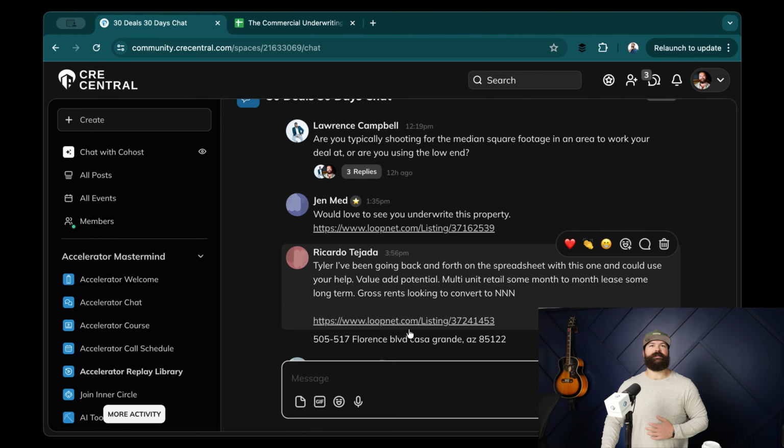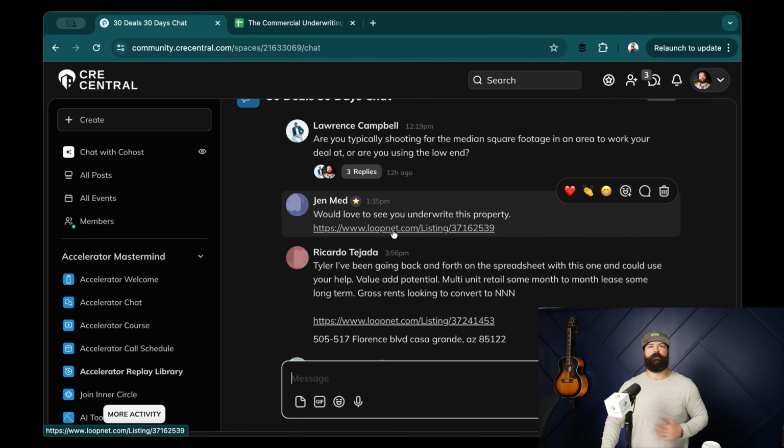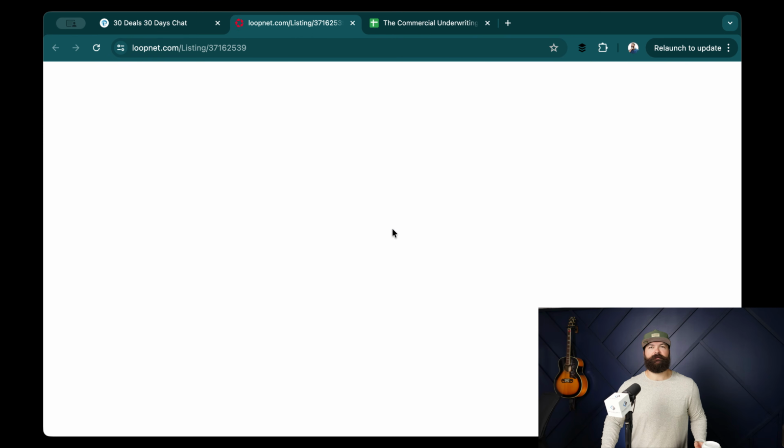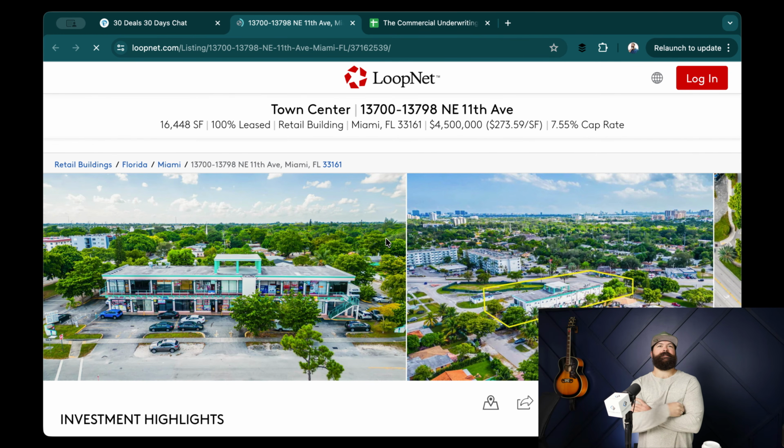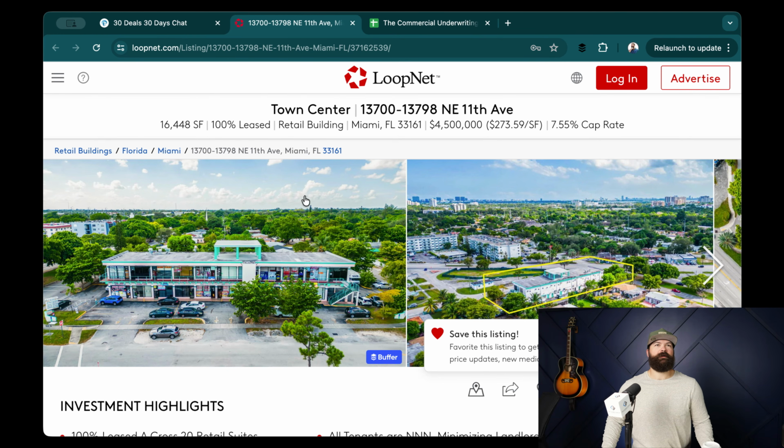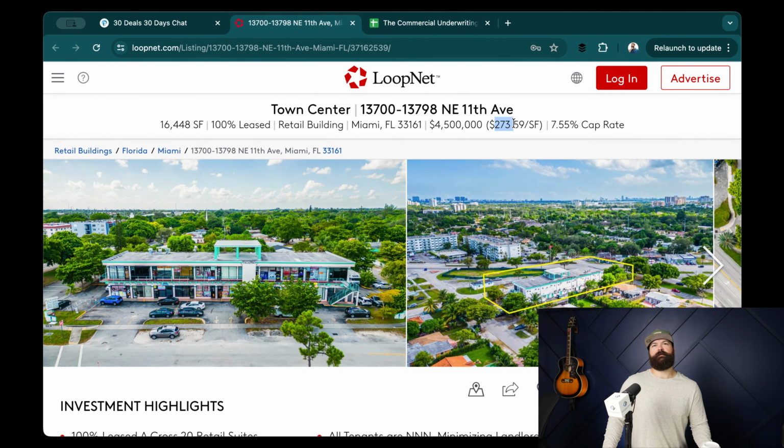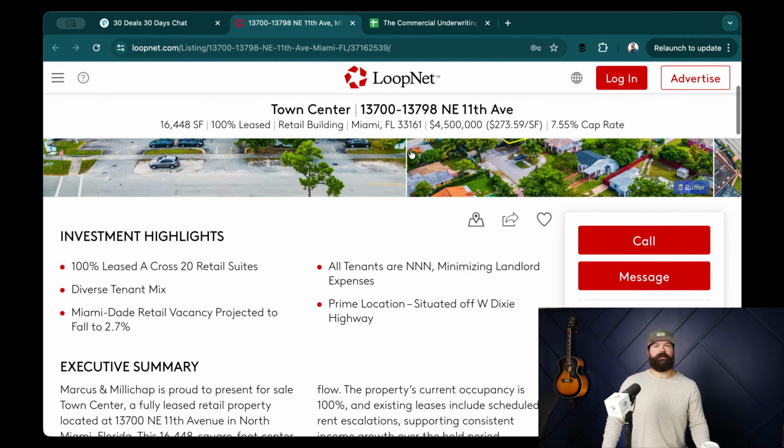So this is a deal from Jen, who is saying, hey, would love for you to underwrite this property. Well, let's see what it is. Let's get it underwritten. All right, so it looks like, okay, retail building in Miami. Looks like it's 7.55% cap rate, $4.5 million, $273 a foot, which doesn't sound unreasonable for retail, especially in Miami. I mean, I guess it depends on where it is. It's 100% leased. That's pretty interesting.